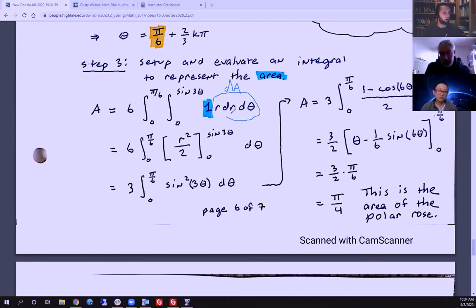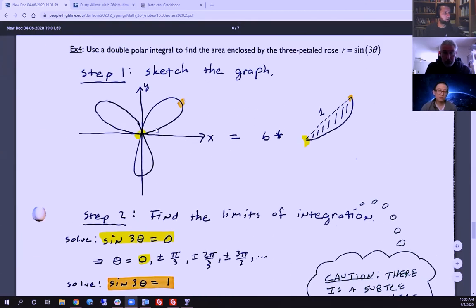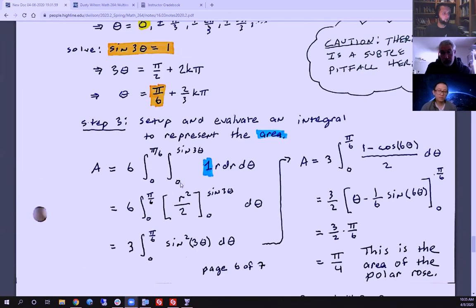So our r's are running from the inside of the curve, from the origin out to the edge of the petal. So from r equals 0 to r equals sine 3 theta, and our thetas are running from 0 to pi over 6. So this will give us the area of a half petal. We're multiplying by 6 because there were 6 half petals in our 3 petal rows.